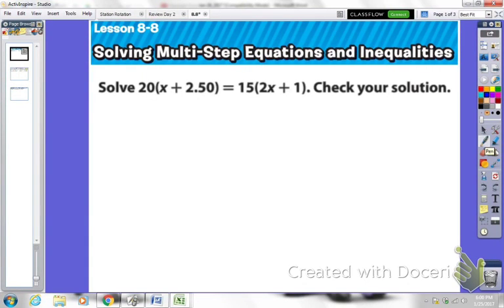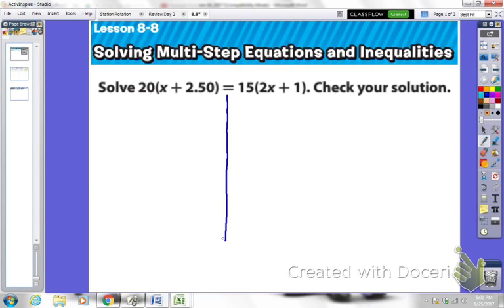This is the last section, 8.8 in chapter 8, solving multi-step equations and inequalities. So this will probably be the most difficult that they are going to get. It's very similar to what we did last time. This just has one more step prior to that. So we're going to draw the divider line down from equals.